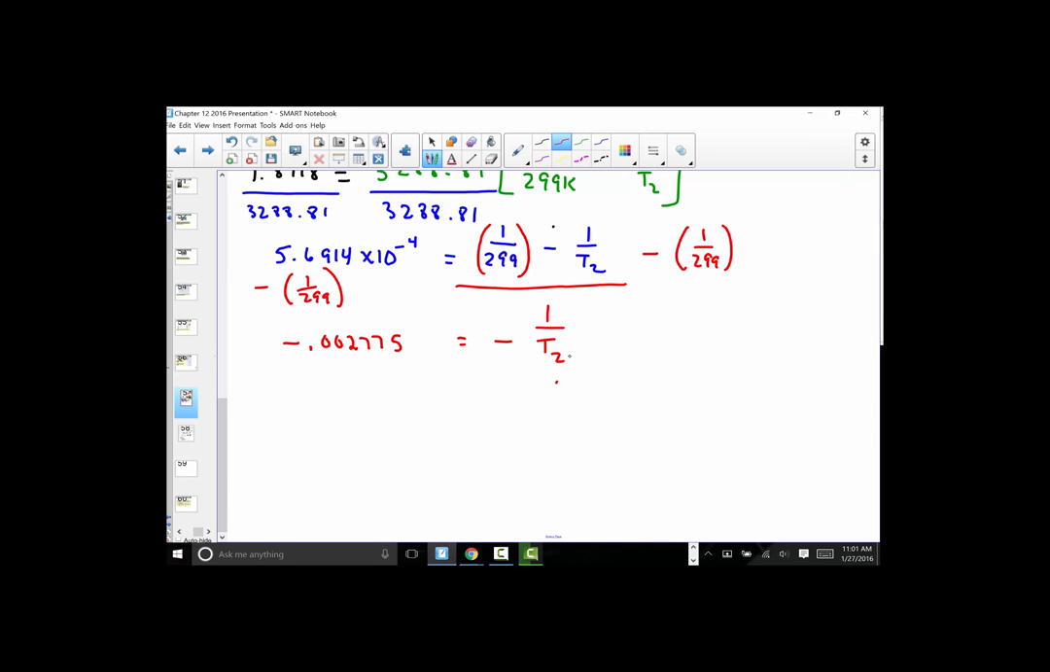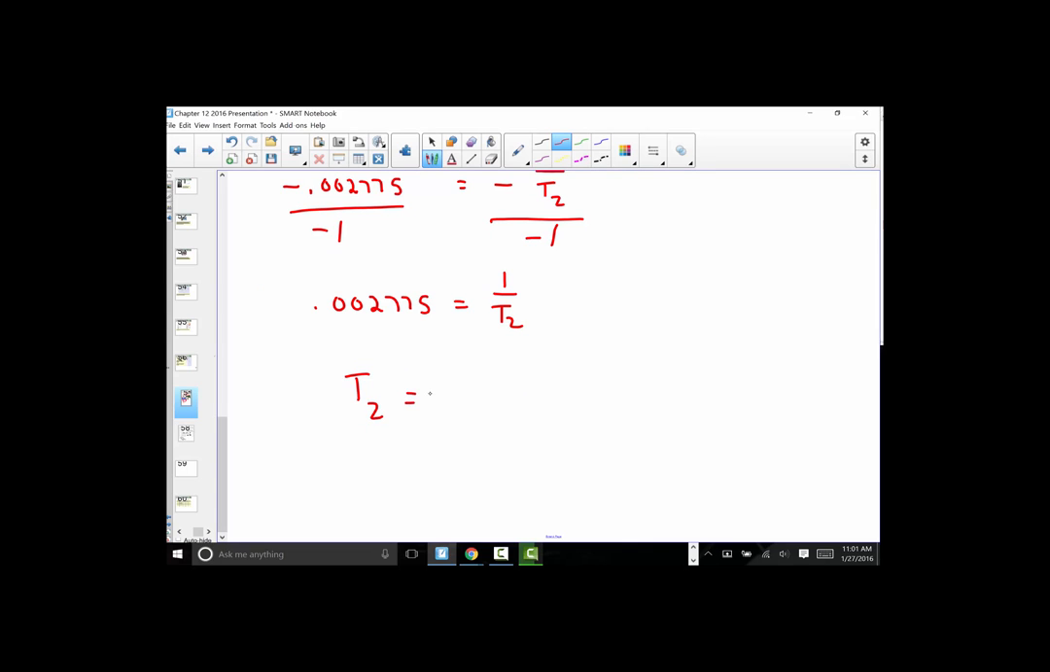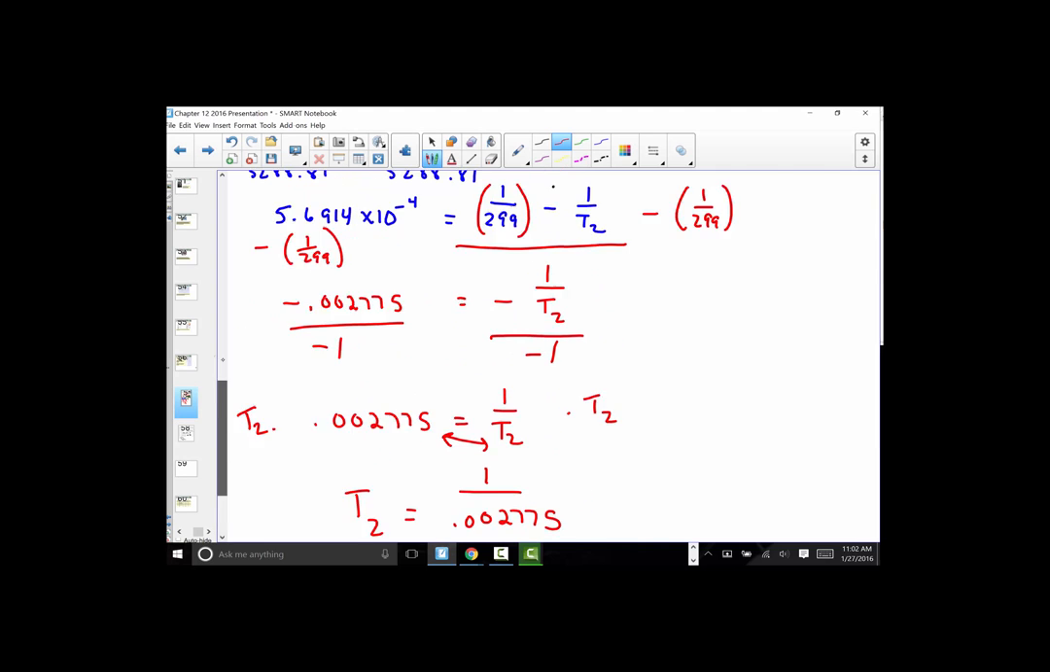So how do we pull out T2? Well, really the T2 and that value just switch sides. So I'm going to divide both sides by negative 1. And now I just simply have positive values. Alrighty, so the negatives just simply canceled one another out. And the algebra here now, T2, can be found by taking 1 over 0.002775. It's like multiplying both sides by T2. Alrighty, so T2 is 1 divided by 0.002775. Just these guys end up switching places. 1 divided by previous answer on my calculator screen, and the Kelvin temperature is 360.32 Kelvin units.